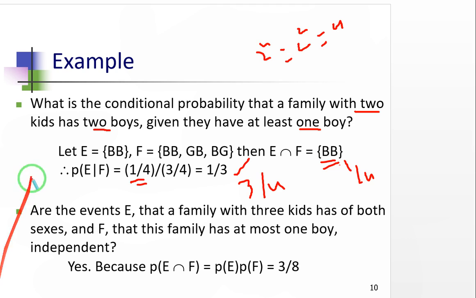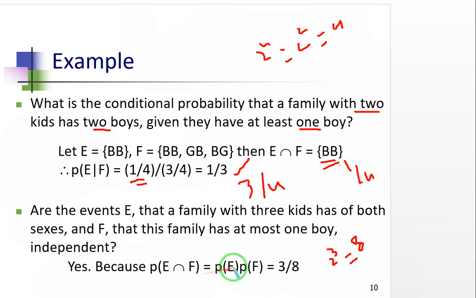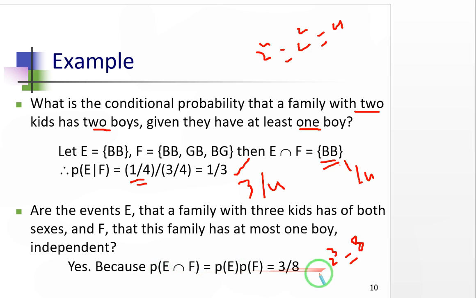So coming to another example now. Let the event E be that a family with 3 kids, so 2 raised to power 3, how many possibilities do we have? 8. With the 3 kids has both sexes, and F states that this family has at most one boy. This is about independence now, this formula. So P of E intersection F equals P of E times P of F, which is equal to 3/8, because it is independent now, so it's a simple solution that equals 3/8.